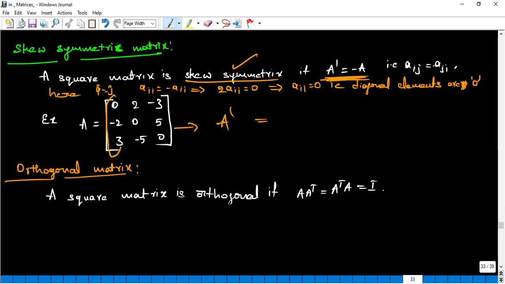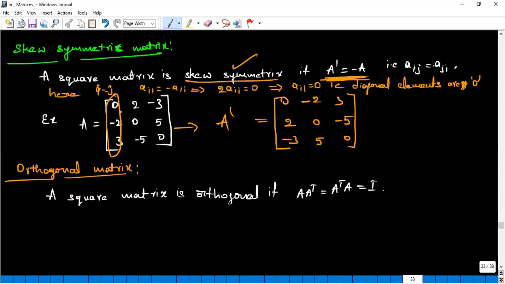I'm going to write the column as row. 0, minus 2, 3. Second column as second row: 2, 0, minus 5, minus 3, 5, 0.